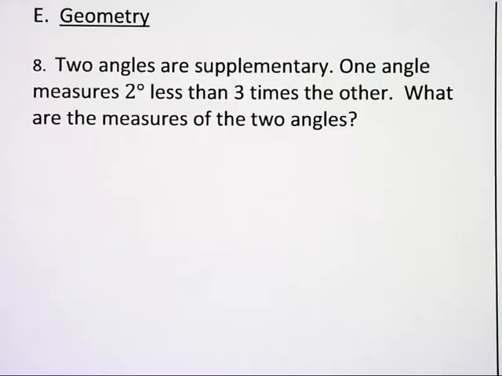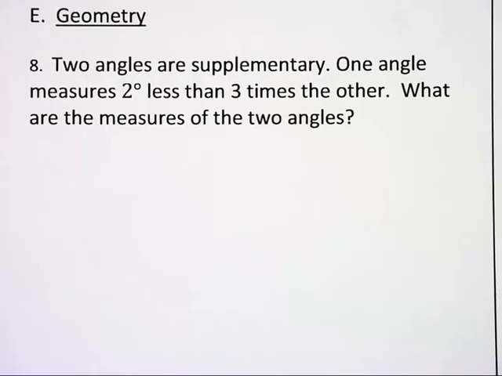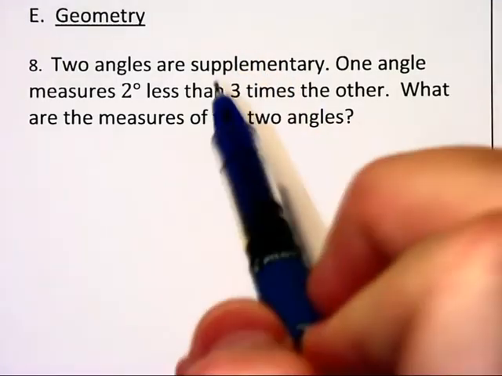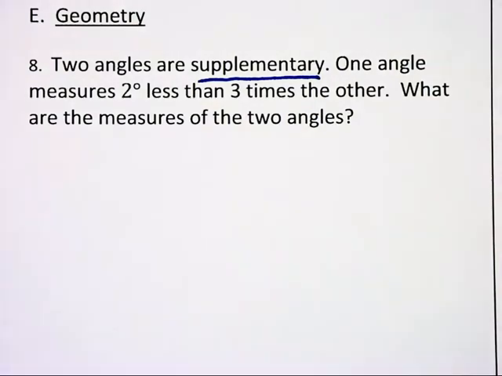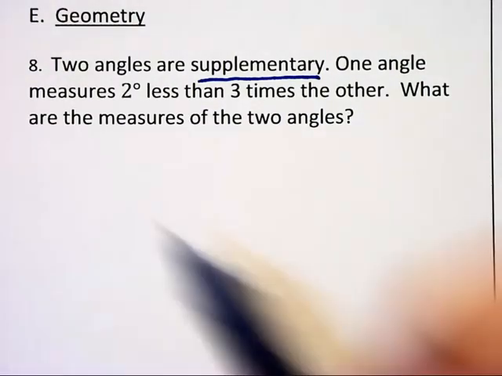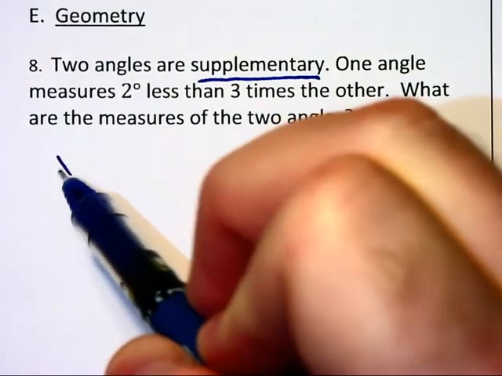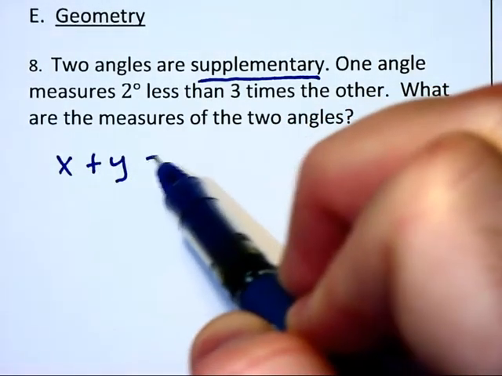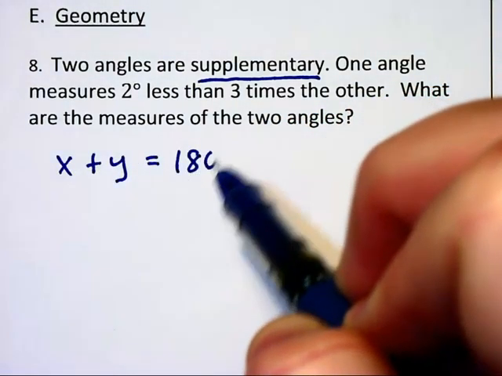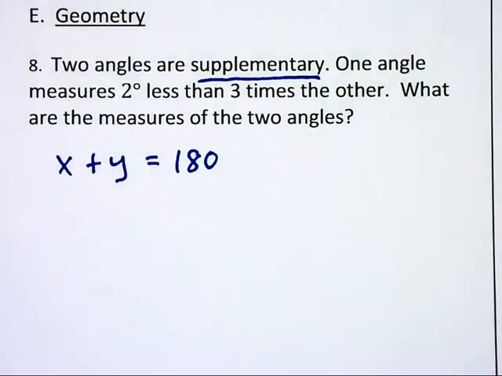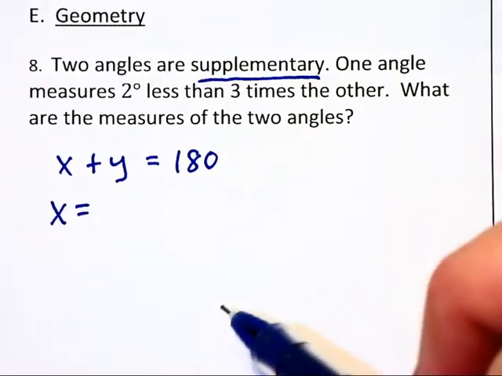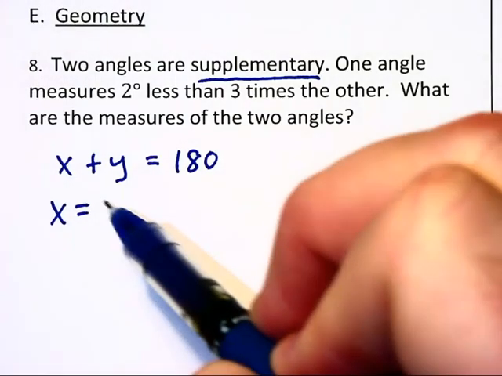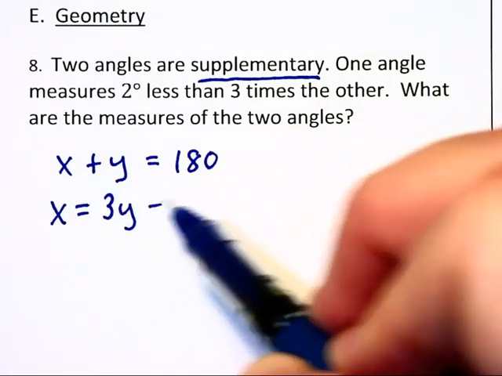Now we introduce or remind you of some key vocabulary words. When you see the word supplementary, you should know automatically we're dealing with two different angles that add up to 180 degrees. So right off the bat, one of my equations is going to be two angles add up to 180 degrees. One angle is, I'm going to write that as x is 2 degrees less than 3 times the other. Well, that becomes 3y minus 2.